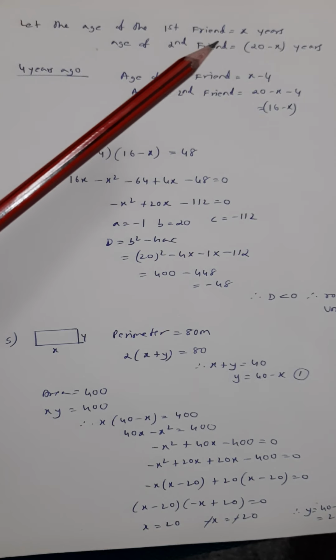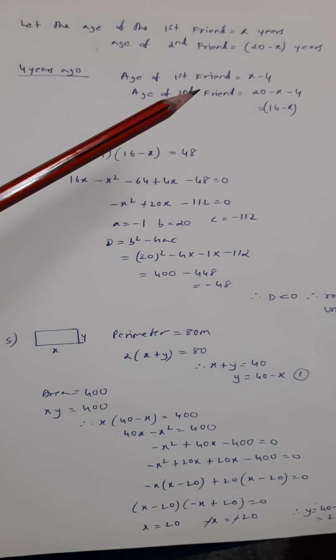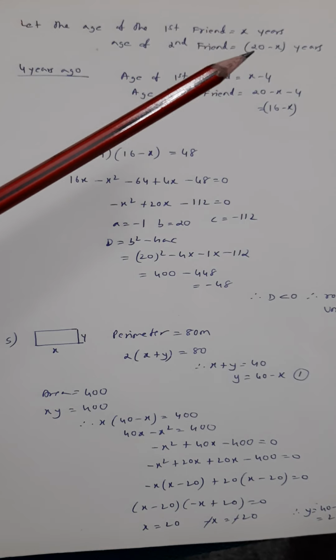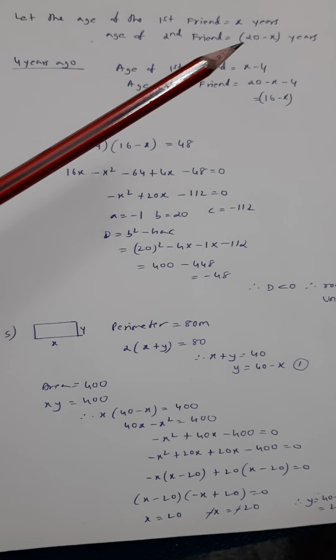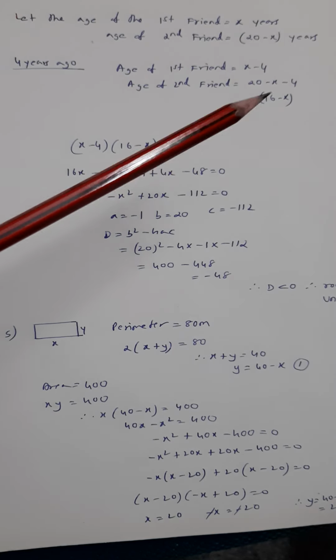Suppose one person is 5 years old, the other person is 15. The total is 20, the sum of their ages is 20. Now what is happening? 4 years ago. 4 years ago means you will have to subtract 4 from these. So when I subtract 4 from x, you will get x minus 4. And when I subtract 4 from the other, I will get 20 minus x minus 4, that is 16 minus x.